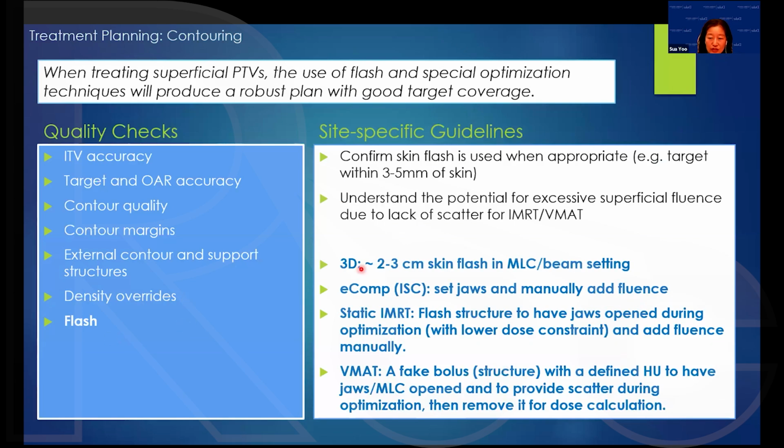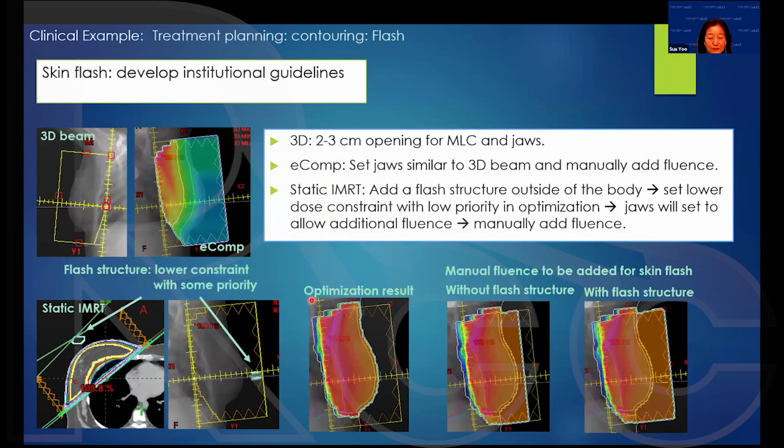Skin flash: 3D and electron compensator technique. 3D includes the field-in-field technique, static IMRT, and VMAT. How do we handle it? Let's go through some of the examples. 3D beam, this is the basic classic beam. From the tangential point of view, we add the skin flash anteriorly and inferiorly and some superiorly, so we have enough margin. That is the skin flash.